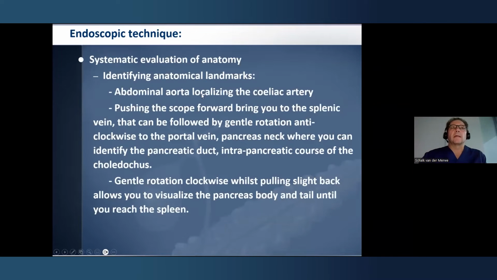So the investigation in linear EUS really starts from identifying the anatomical landmarks. Often we would start from the abdominal aorta, where we would localize the celiac artery. And then by pushing the scope slightly forward, we would identify the splenic vein. That can then be followed by gently rotating the endoscope anti-clockwise to identify the portal vein, the pancreas neck, pancreatic duct, and the intrapancreatic course of the bile duct. Whereas if you rotate the scope gently clockwise, it brings into view the pancreatic body and tail until you reach the spleen.